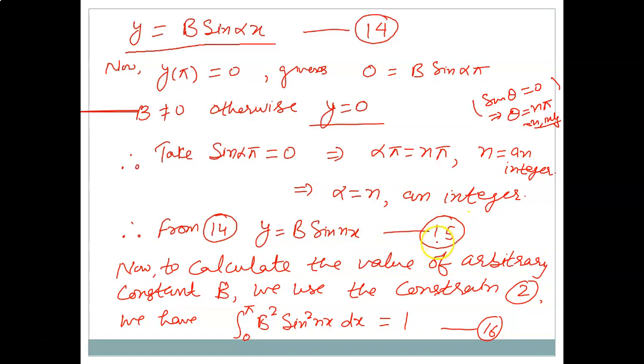Now the last thing which you have to evaluate is the value of b. And how to evaluate this value of b? To calculate the value of this arbitrary constant b, we use the constraint given in equation number 2. Equation 2 is the integral from 0 to pi of y square dx equal to 1. So y square in this case becomes b square sine square nx dx equal to 1.